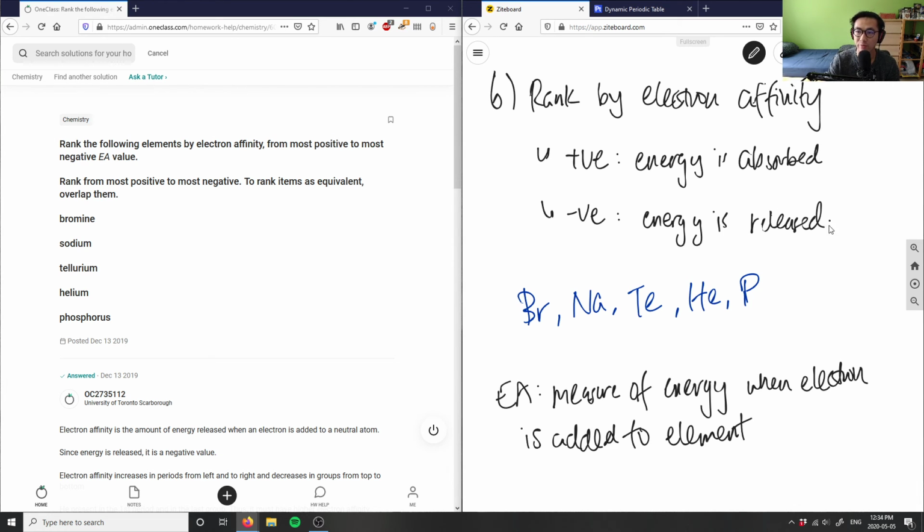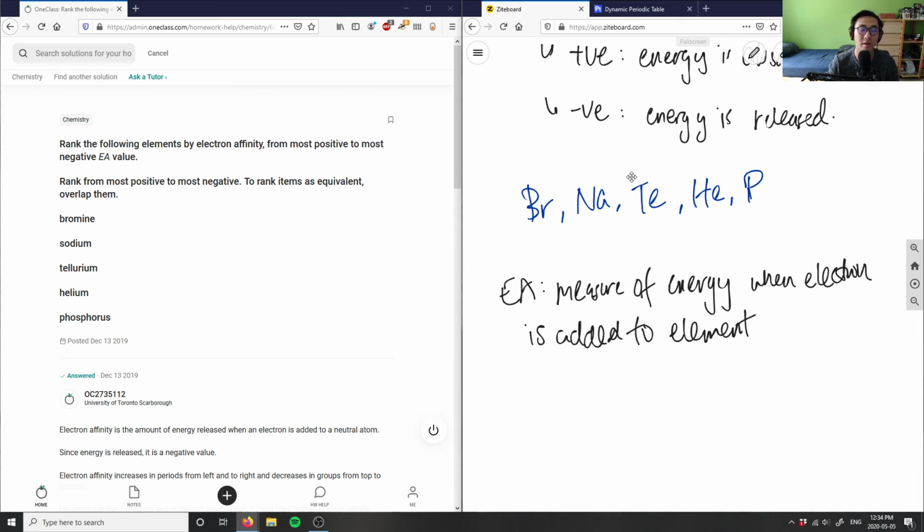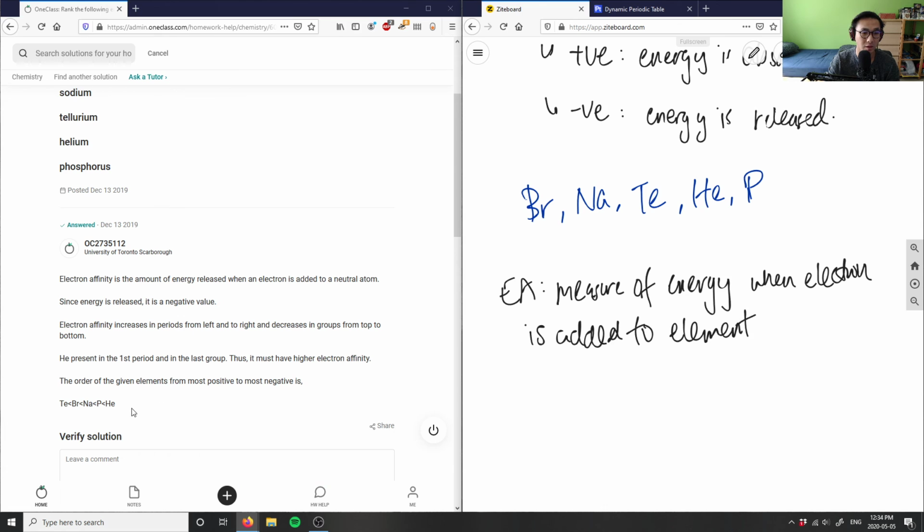So let's talk about bromine first. Bromine here is in the halogen group. Very, very electronegative, so it actually likes electrons. If I add an electron to my bromine, it's going to like it, right? Br has 7 valence electrons here. If I add an electron here, it's going to be great because it wants it. It's going to release a lot of energy here. So bromine will probably be the most negative here, because it likes the electron that's being accepted.